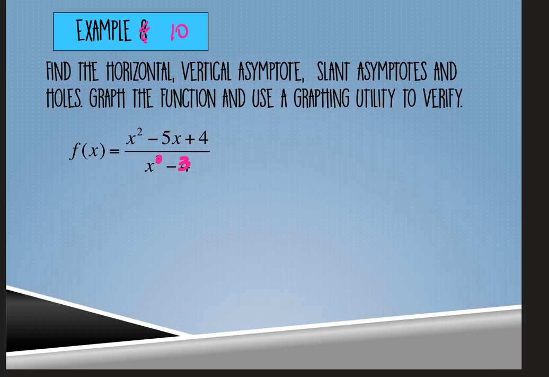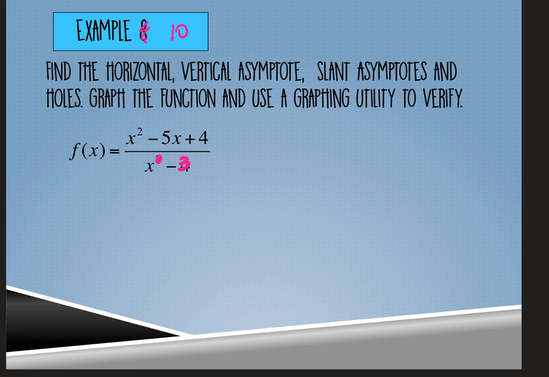Okay, and this one. It says find the horizontal, the vertical, slant, and the holes, graph the function, use the graphing utility again. Oh, I didn't use the graphing utility. We were right the last time, I'll tell you. You won't see the hole. That's the only difference. But change the denominator on this one to x minus 3. So x squared minus 5x plus 4 over x minus 3. Get rid of the exponent and change the bottom to -3.